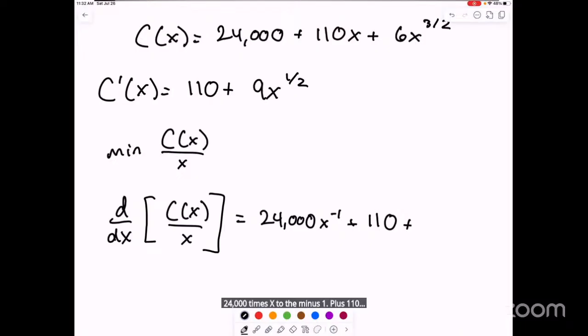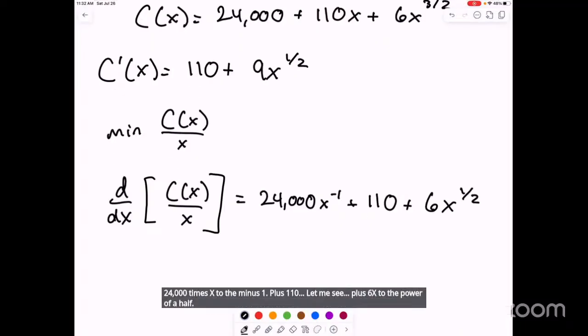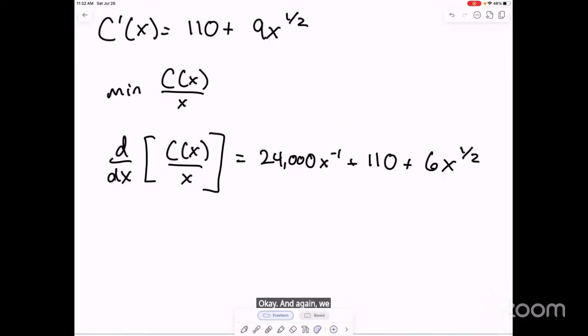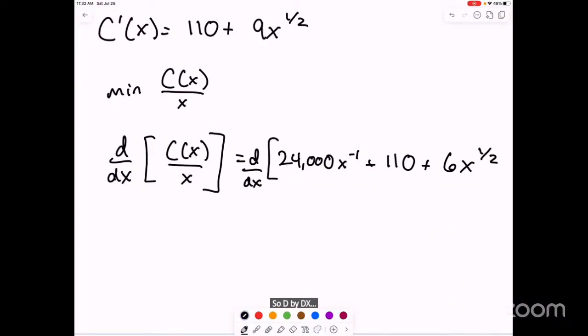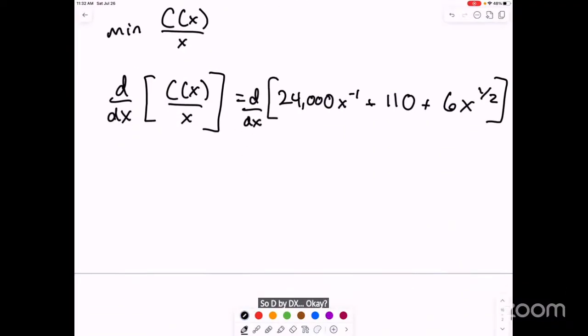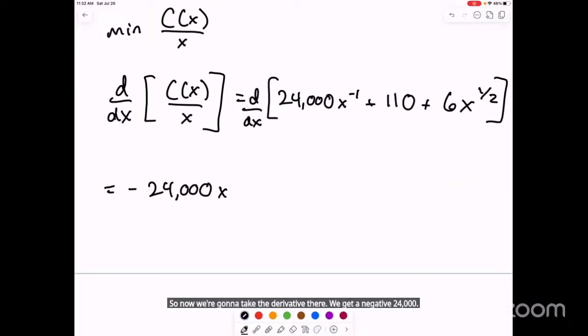Let me see. Plus 6x to the power of a half. Okay. And again, we want to take the derivative of that, so d by dx of this. Okay. So now we're going to take the derivative there. We get a negative 24,000 x to the minus 2. That constant in the middle is gone.